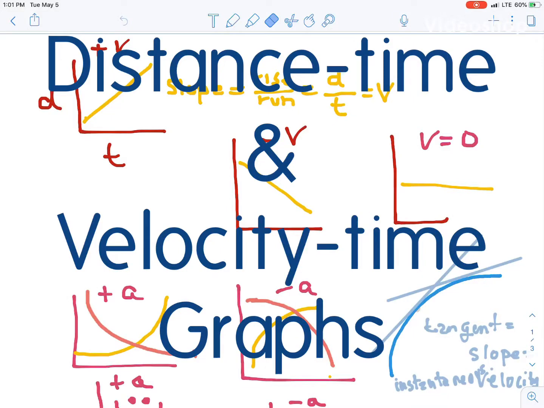Hey, we're looking at graphs again. It's been a long time. So let's look at this graph real quick. We're going to start off with a distance time graph.